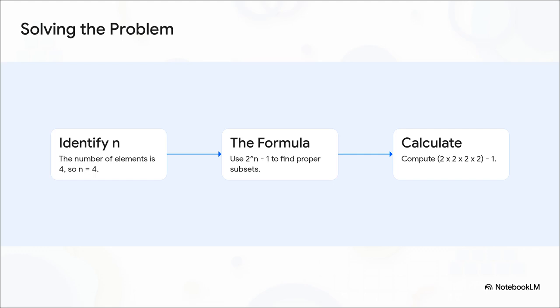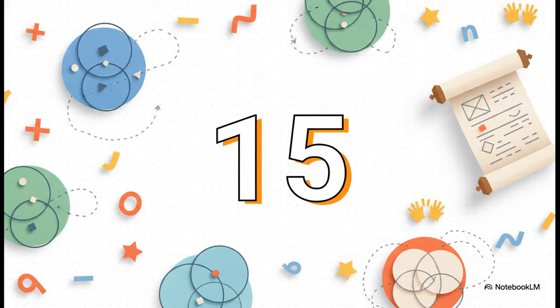Step 1. Identify your n. The number of elements is 4, so n equals 4. Step 2. Because it asked for proper subsets, we write down our special formula, 2 to the power of n minus 1. Step 3. Let's calculate. 2 to the power of 4 means 2 times 2 times 2 times 2. That gives us 16. Then we do our final step, subtract 1. 16 minus 1. And we get 15. There are exactly 15 proper subsets.